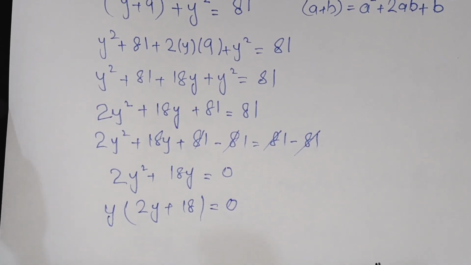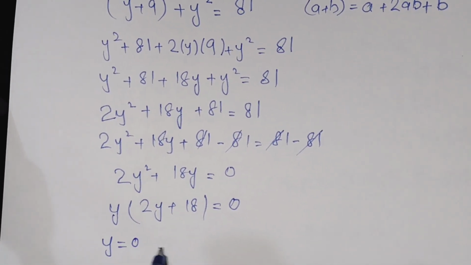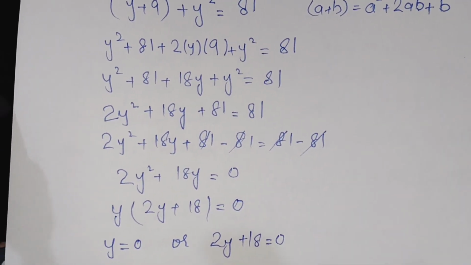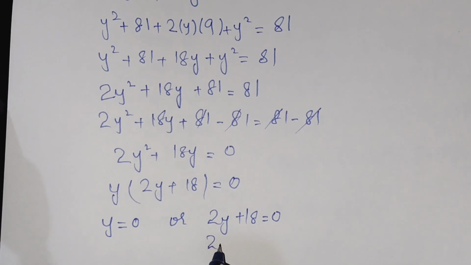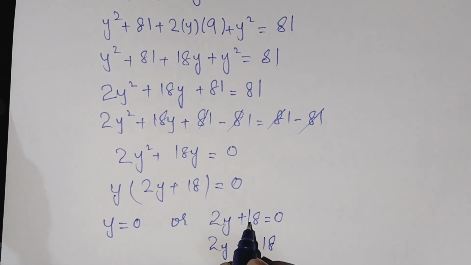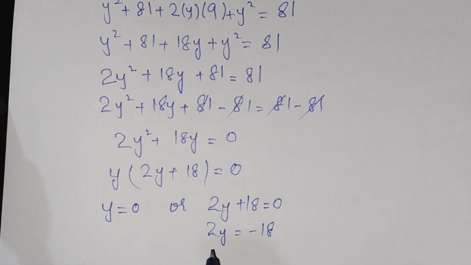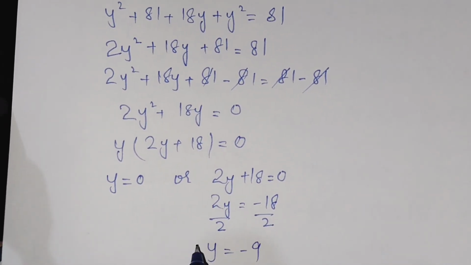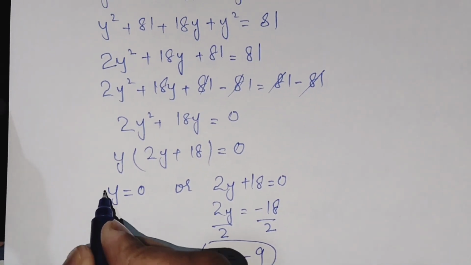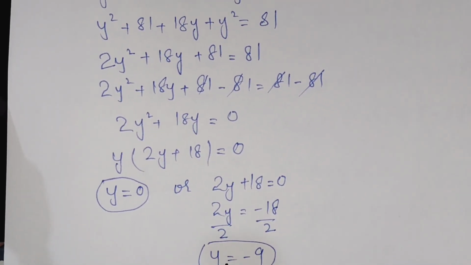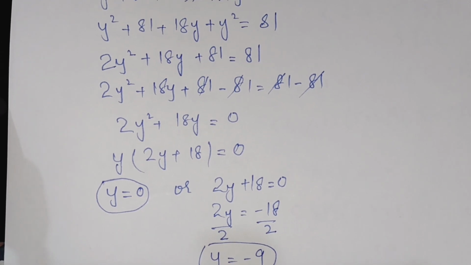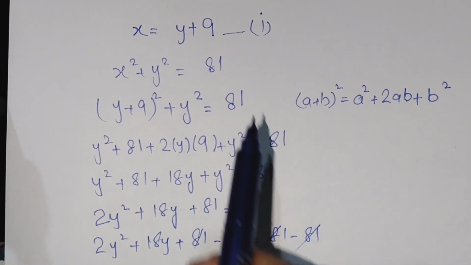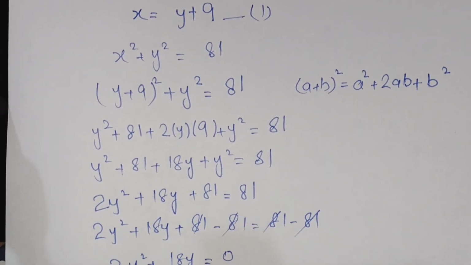So either we have y equals 0 or 2y plus 18 equals 0. Or it will be 2y equals minus 18. We subtract 18 on both sides, and dividing by 2 on both sides we get y equals minus 9. So we have two values of y: 0 is the first value, and y equals minus 9 is the second value. Now we will put these values of y in our first equation, x equals y plus 9, so that we get the value of x.